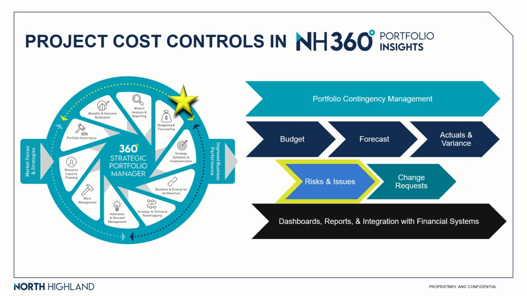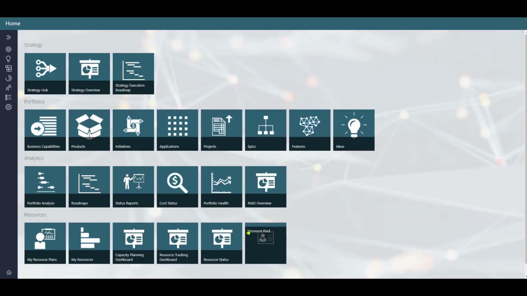A program or project manager needs to spend a large amount of time managing risks and issues. Let's look at how those are controlled in NH360 Portfolio Insights. Risks, issues, action items, and decisions are most often tracked, if they are at all, in spreadsheets, email, Word documents, and strangely enough, PowerPoint. But NH360 Portfolio Insights provides the program and project manager an easy-to-use toolbox where they can track these critical elements to closure.